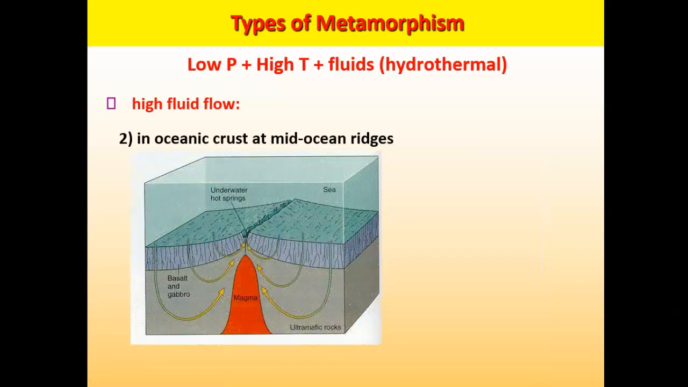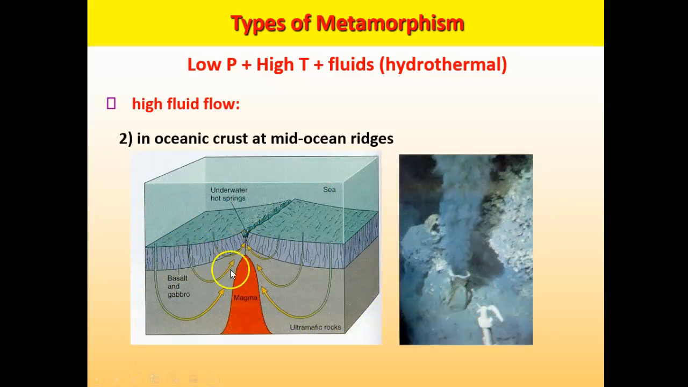We also get that at mid-ocean ridges because we have that magma body there, and we get a huge circuit. Obviously there's a lot of water here. It's penetrating into the rock. It's getting superheated, and it's flowing over and over and over again, and that high fluid flow can cause metamorphism to occur. So it's a hydrothermal metamorphic event.